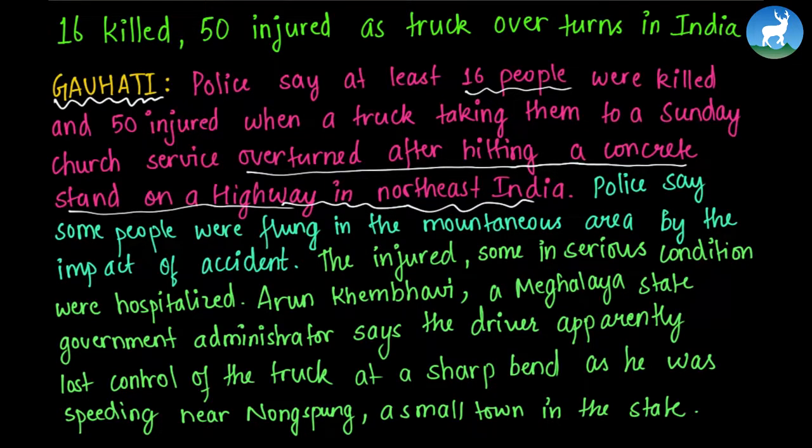Police say some people were flung in the mountainous area by the impact of accident. The injured, some in serious condition, were hospitalized. After this, the news reader has interviewed a person and the information from the first-hand source is included. So Arun Khembhavi, a Meghalaya state government administrator, says that the driver apparently lost control of the truck at a sharp bend as he was speeding near Nongspung, a small town in the state. Now this paragraph is answering the why portion. So in this way, we can say that the news is complete.